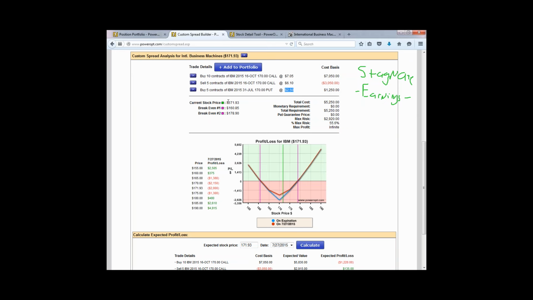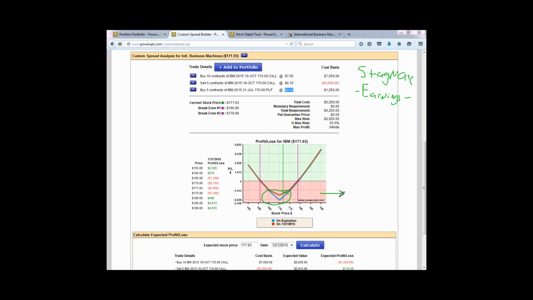What if the earnings are bad and this pulls down to 162 or maybe even 158? Well, that put's going to help us gain some back, but we're probably going to lose more on the call. All right, so that you would want to set this again. What is the key that I'm talking about here? The key is, what is your risk tolerance and what is your expectation?